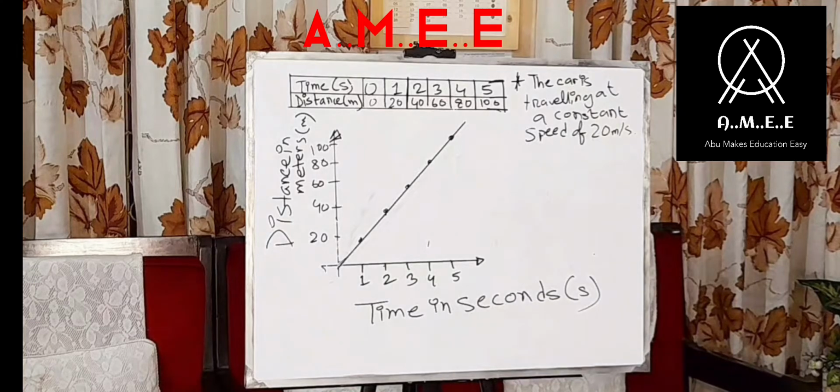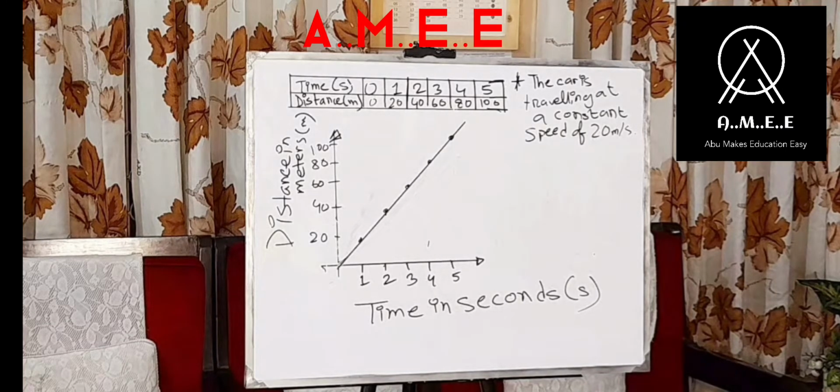How have we understood that it is traveling at a constant speed? By seeing that the graph is a straight line from the origin. Whenever a distance time graph is a straight line from the origin, it means that the object is traveling at a constant speed.